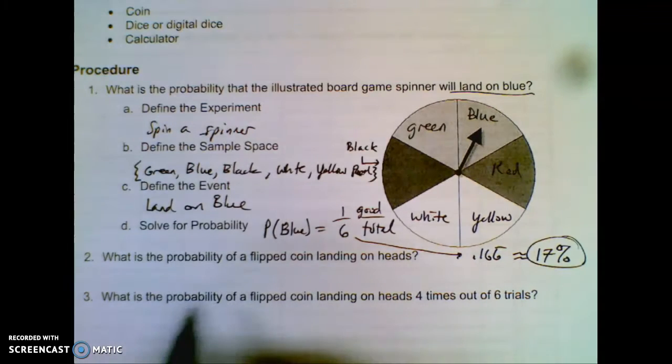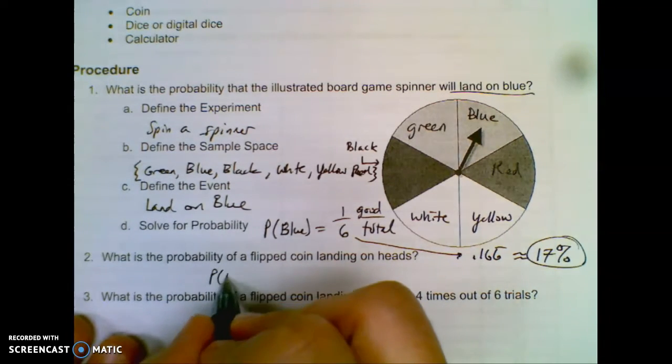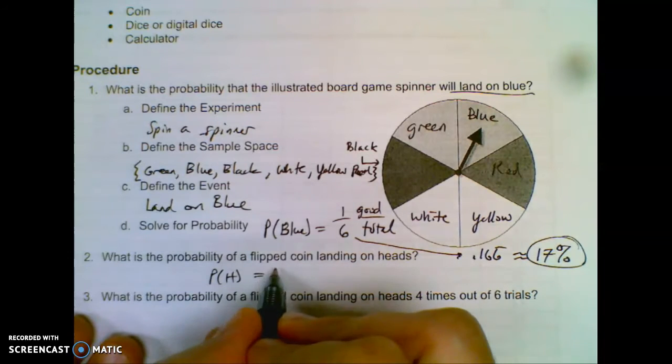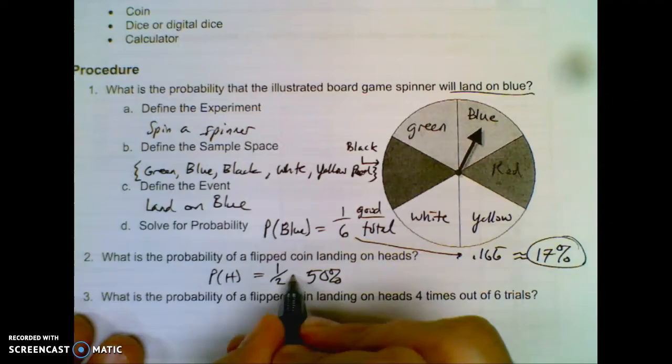All right, next one. Probability of flipping a coin and landing on heads. Oh, that's real tough. Just kidding. But get used to writing it. Probability of heads is 1 head out of 2 choices, which is a 50% chance.